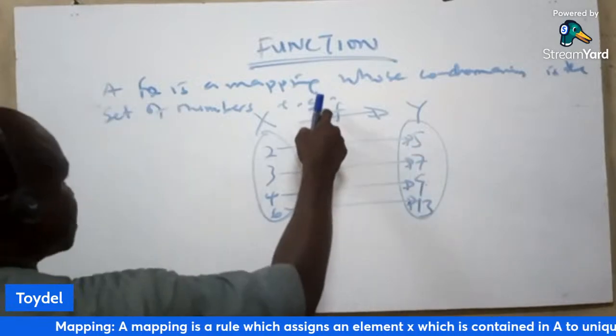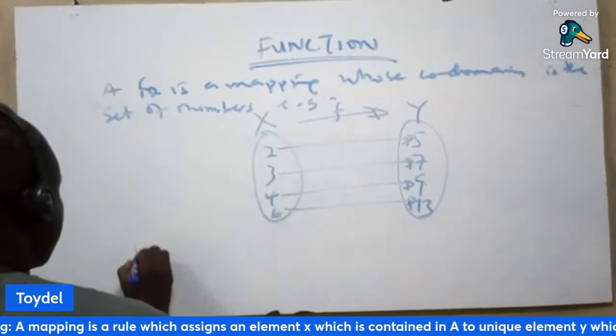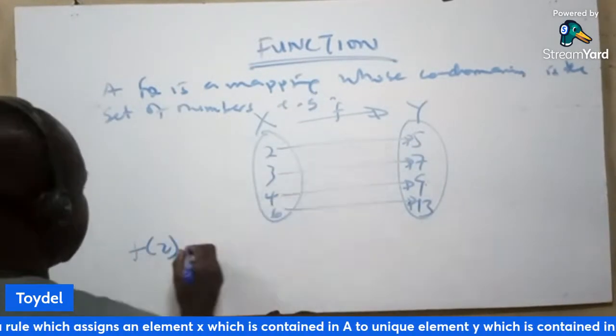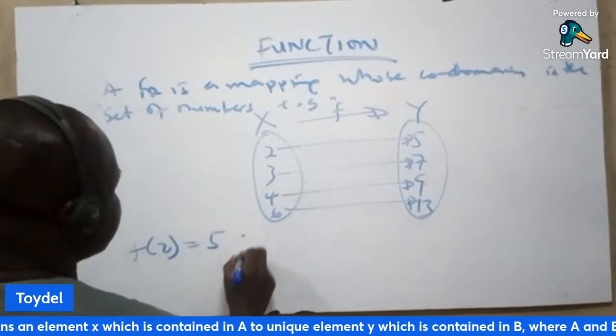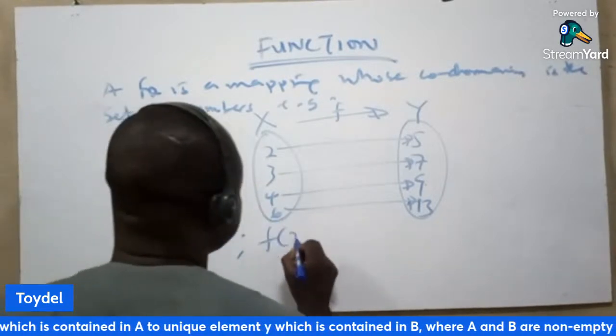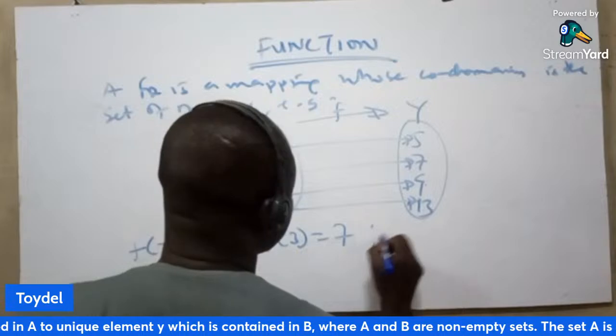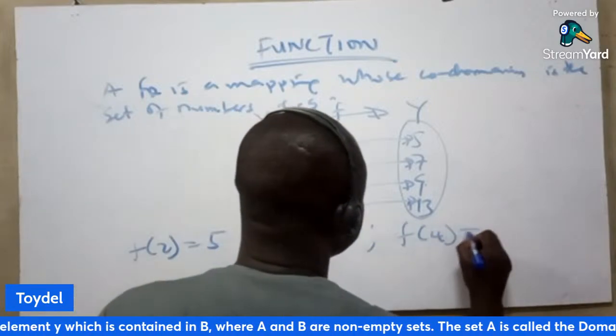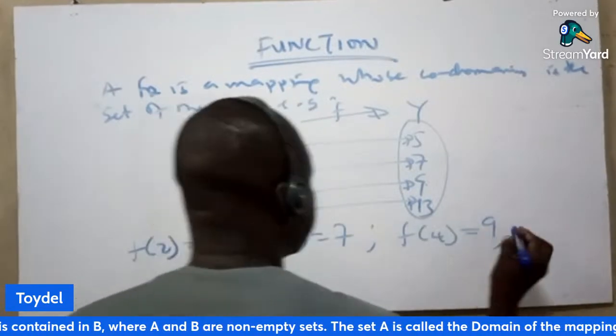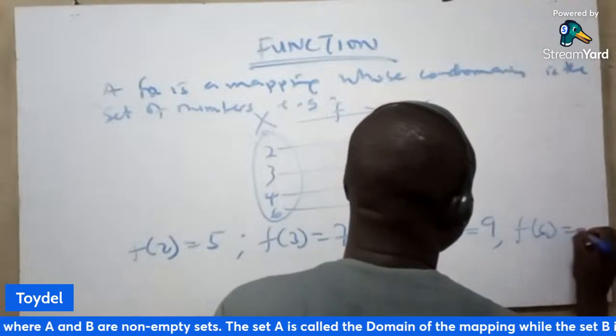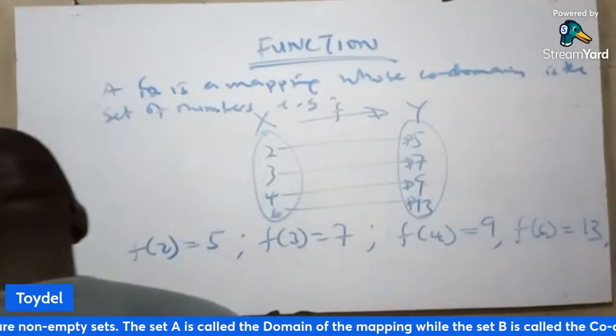We know that when we operate this function f on 2, f of 2, we are going to get the image. That's when we got that image 5. Then f of 3 gives 7. Then f of 4 gives what? 9. That's the image there. Then f of 6 gives what? 13. That is what happened.